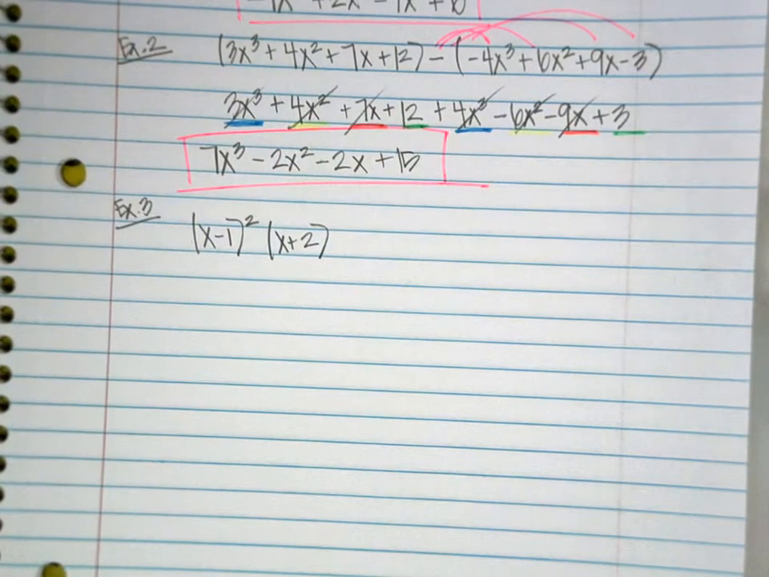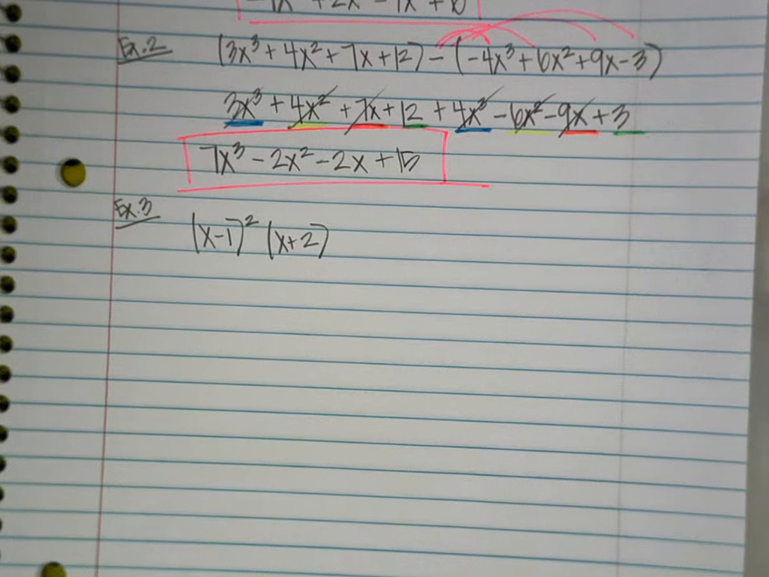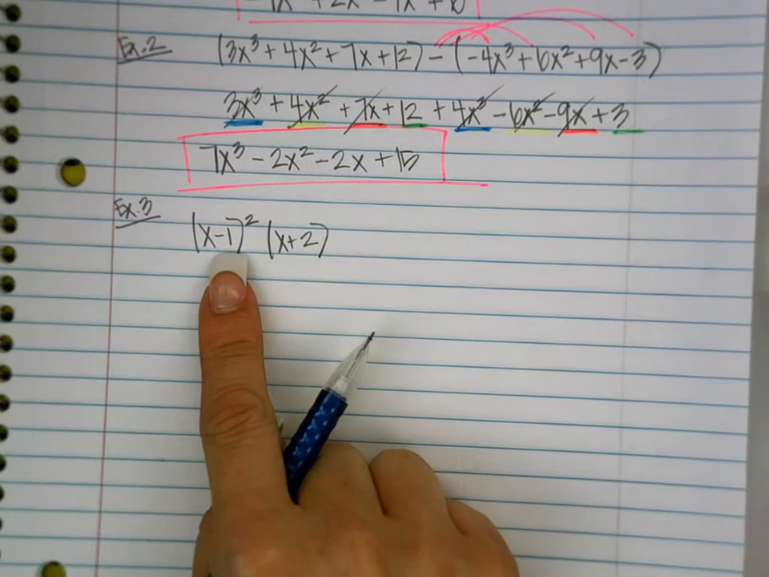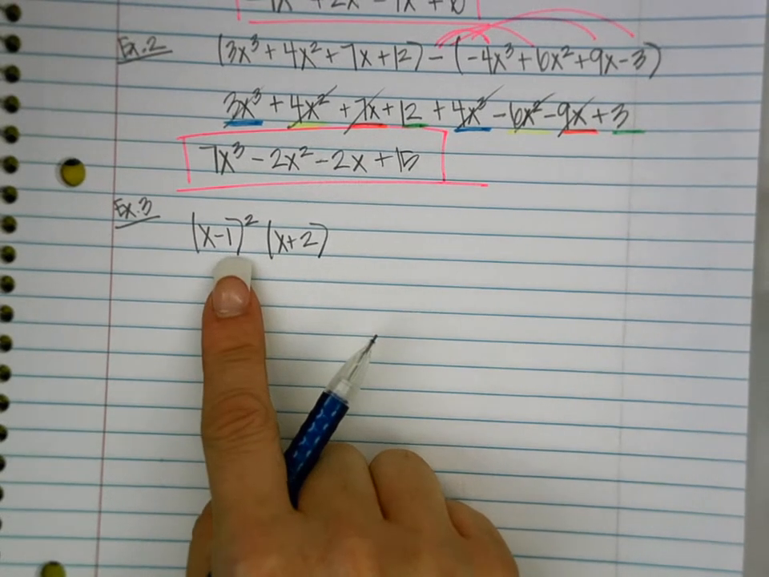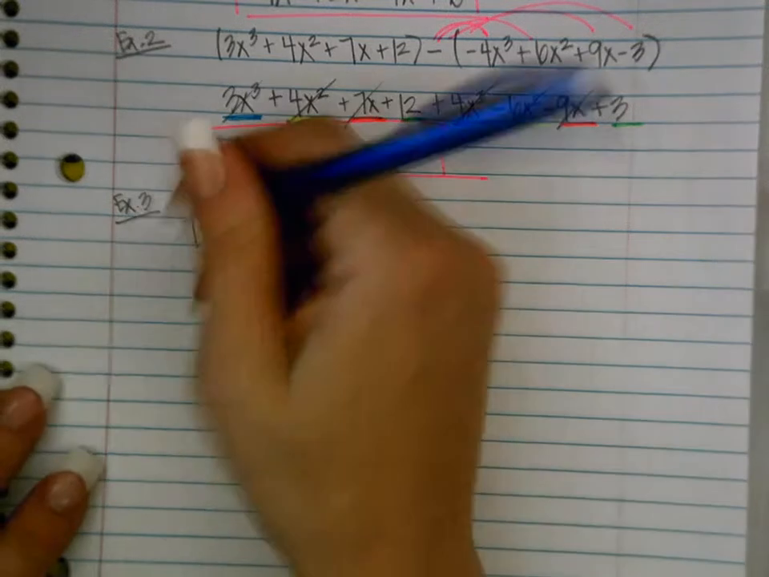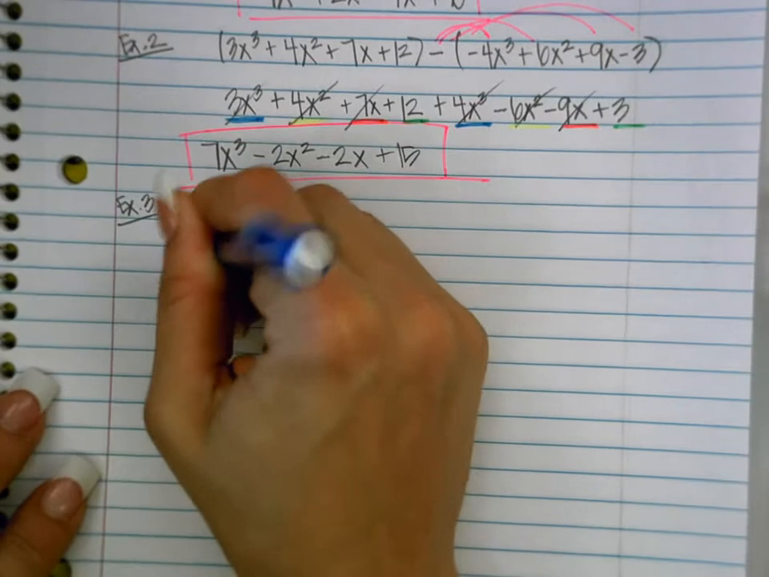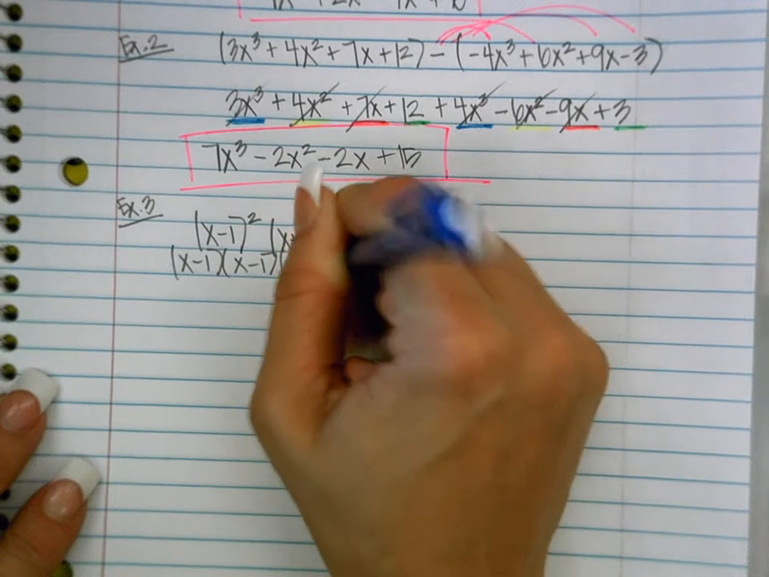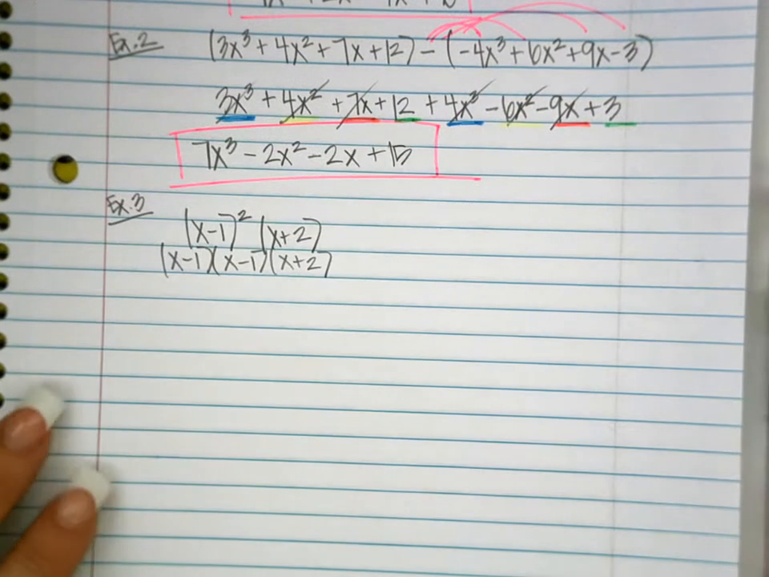X minus 1 quantity squared, so that means in parentheses squared. Now, this is where, not that it gets complicated, but people like to take shortcuts, okay? You really cannot take a shortcut on this. What does x minus 1 squared actually mean? What do you have to do? You have to multiply it twice. So you actually do have to write it out, x minus 1 and x minus 1. You cannot just distribute that exponent, okay? It doesn't work that way.